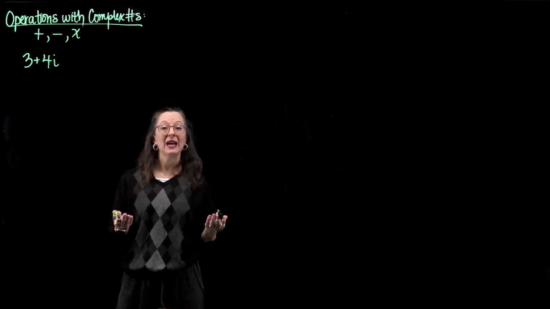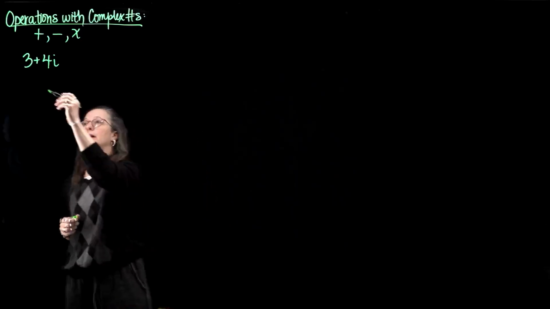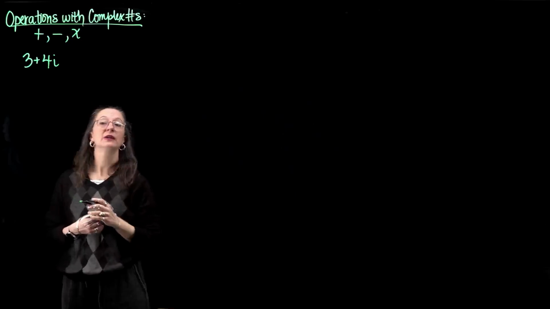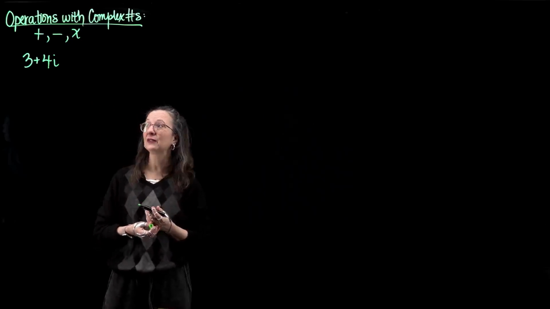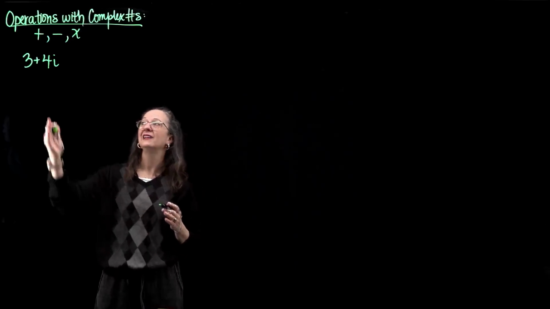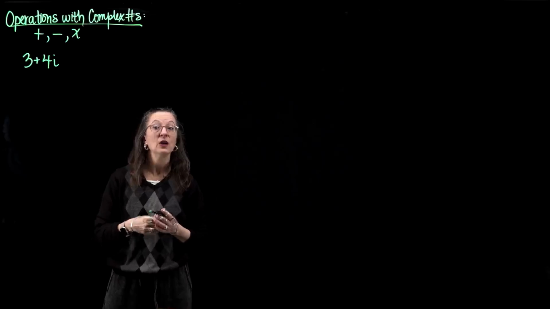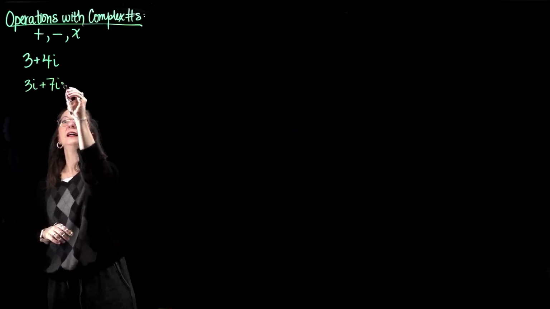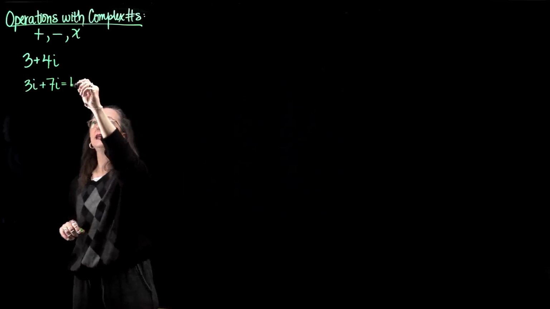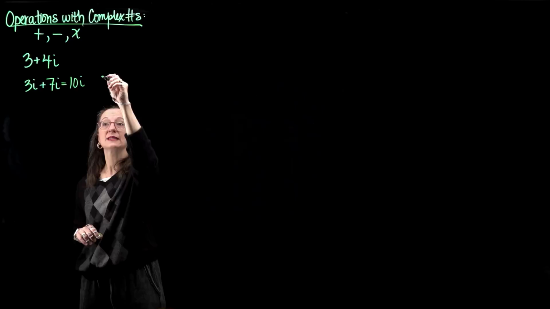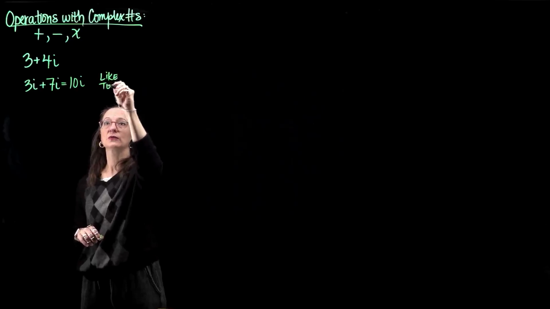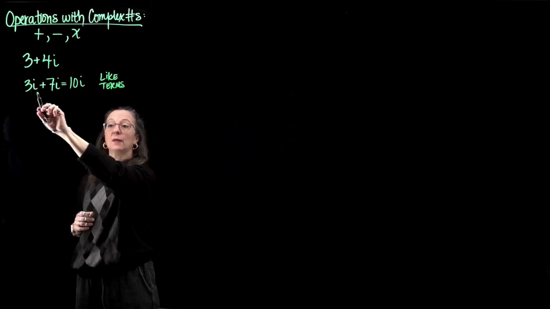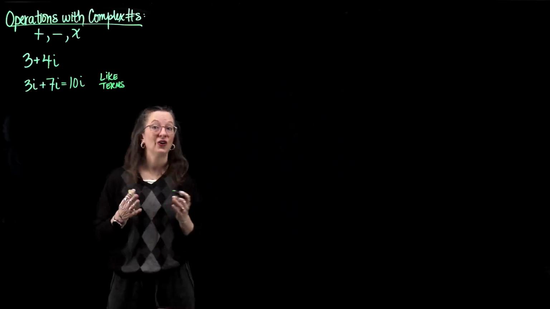So when we talk about like terms, the real part can be added together or subtracted, and the complex part can be added or subtracted together. But we cannot combine the real part and the complex part. So for example, if I had 3i plus 7i, those are like terms and they can get combined together to make 10i. So like terms. They had exactly the same i part, and the 3 and the 7 are like terms.